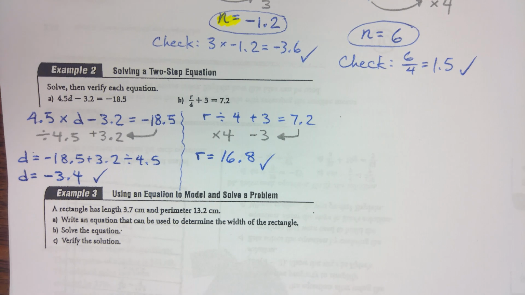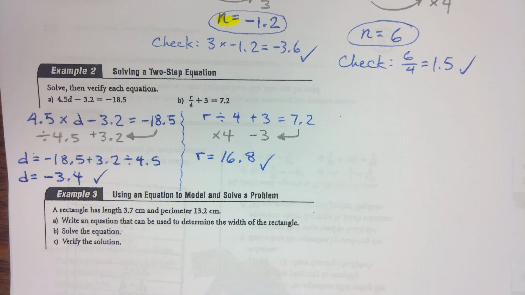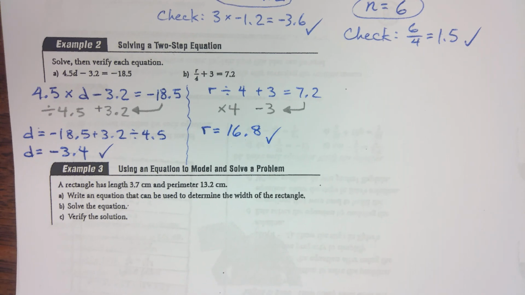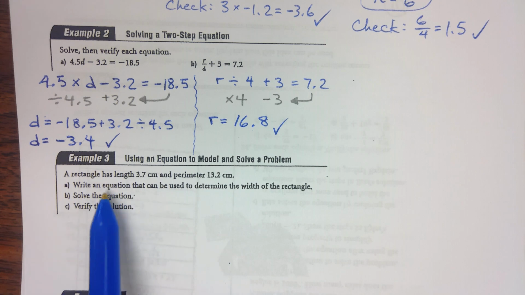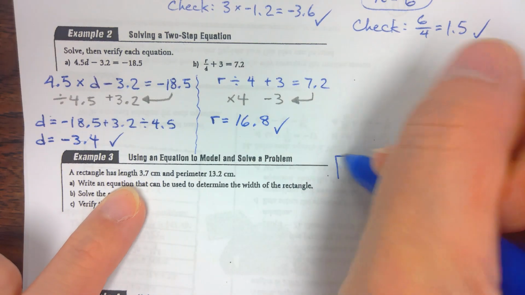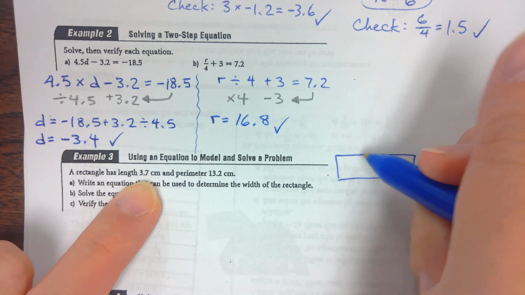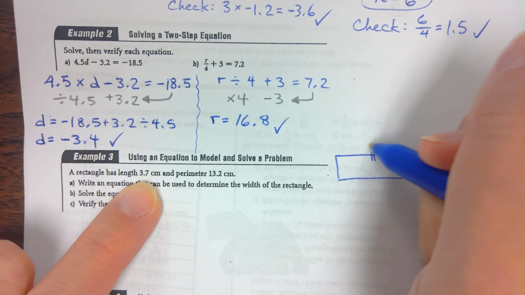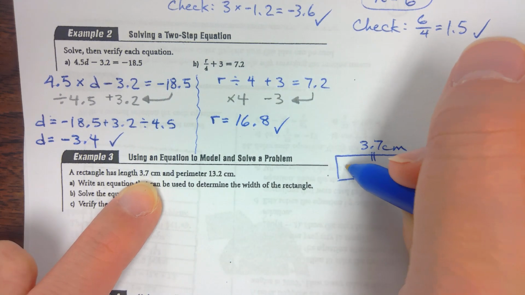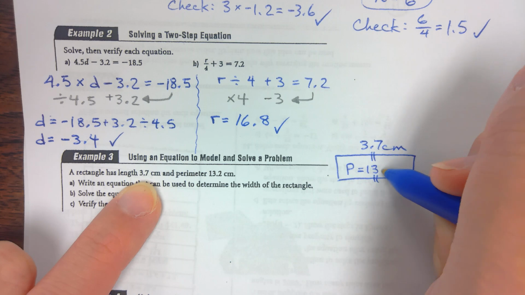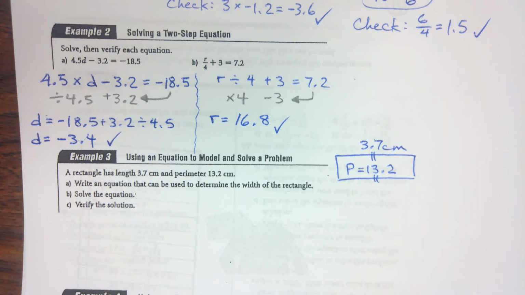Okay, so that's what inverse operation means. So now let's try to model a word problem. A rectangle has a length of 3.7 centimeters and a perimeter of 13.2. Okay, what do we not know in this rectangle? Yep. The right side and the left.